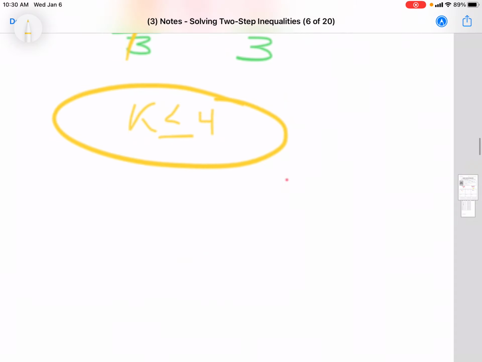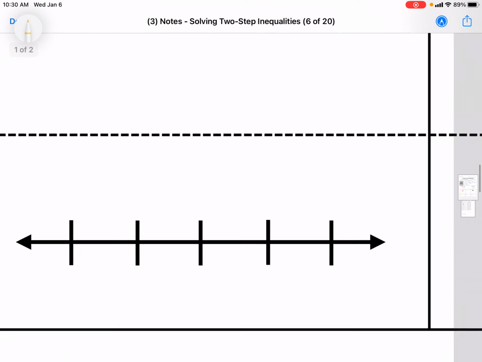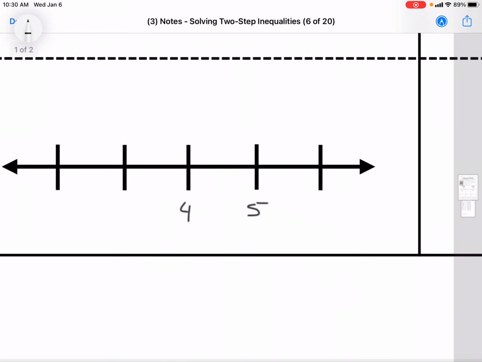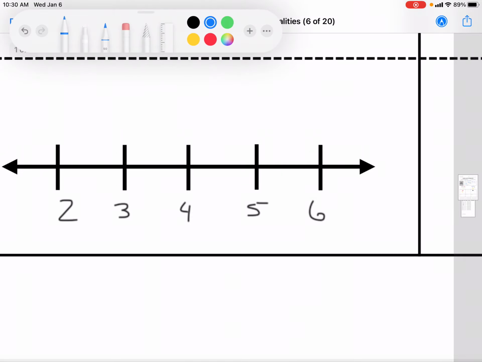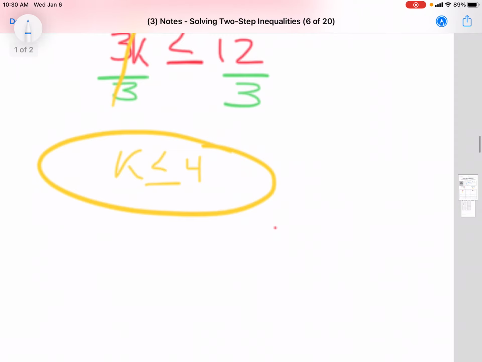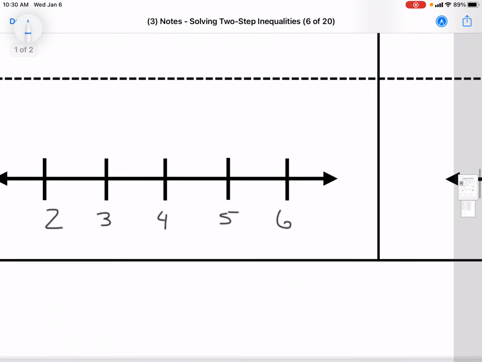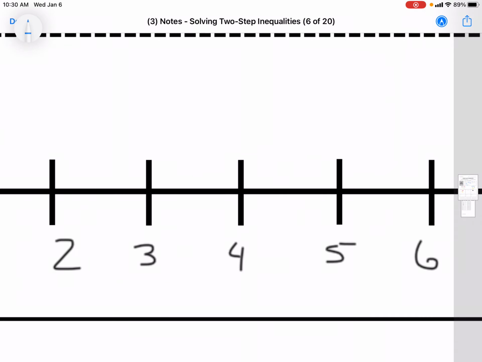I'm going to go ahead and graph 4, 5, 6, 3, 2. Go back up here. It has an equal sign underneath it, and it is less than. K is less than. So if it has an equal sign underneath it, it is a closed dot. Less than goes to the left. Remember, your L's go together. Less than left.